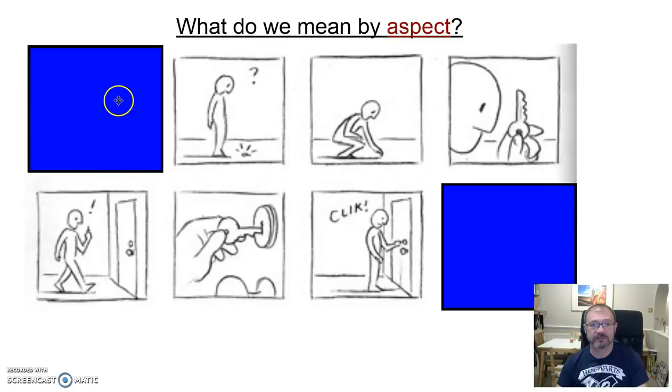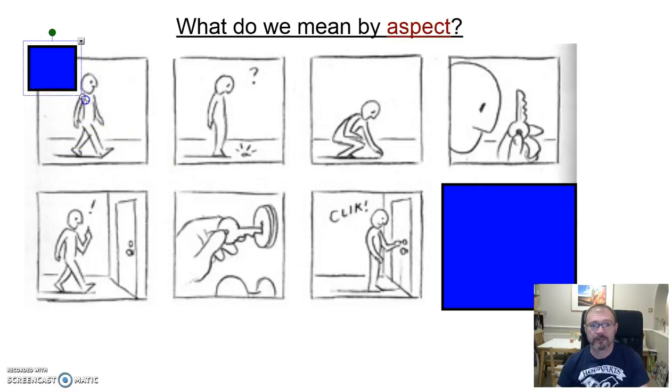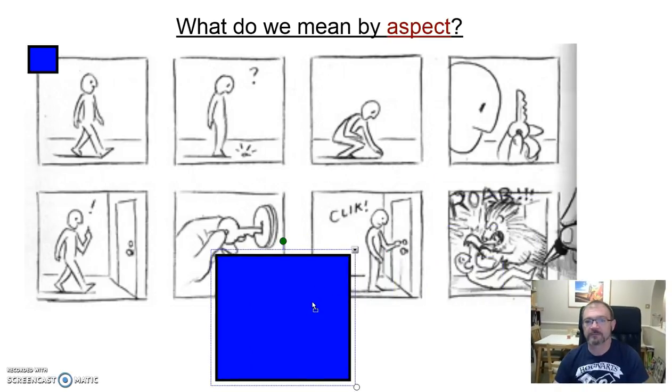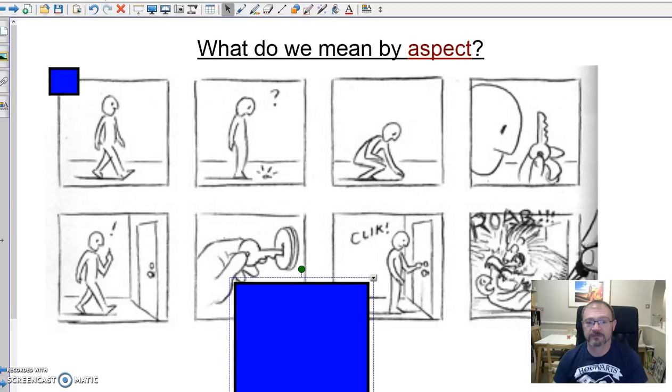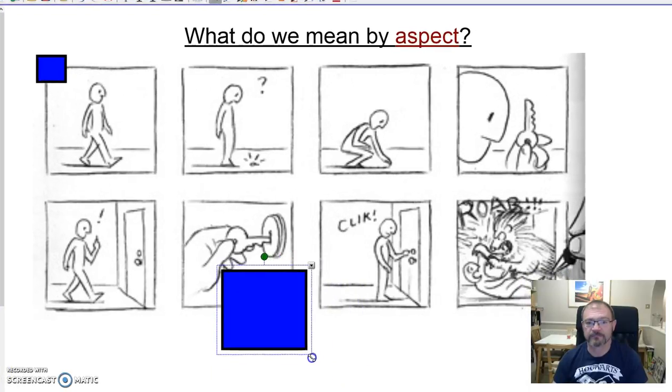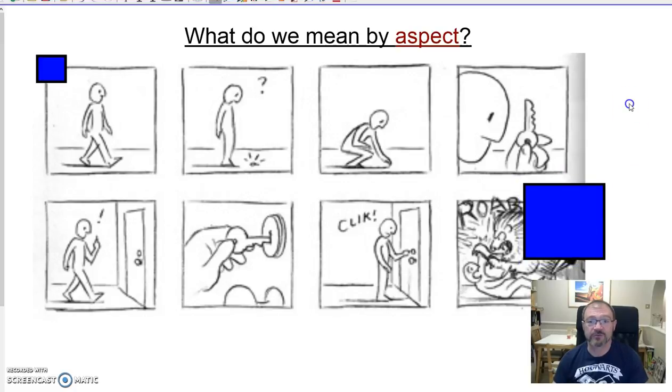So here we see Brian being eaten by the lion again. Wouldn't it be nice to say, Brian had been walking along the road? Or Brian was walking down the road one day when he had seen a key? Or even better, Brian had been eaten by a lion because he had foolishly opened the door to the lion's house. So all of these opportunities to make the story more interesting come about because of something called aspect.